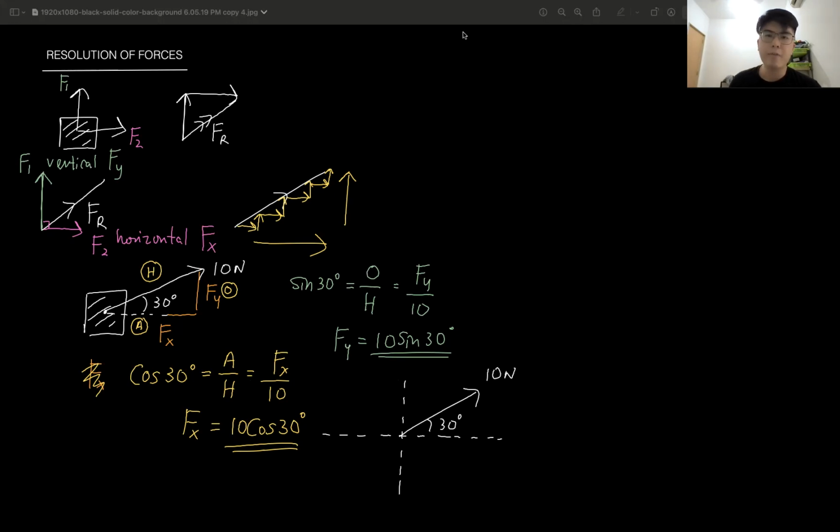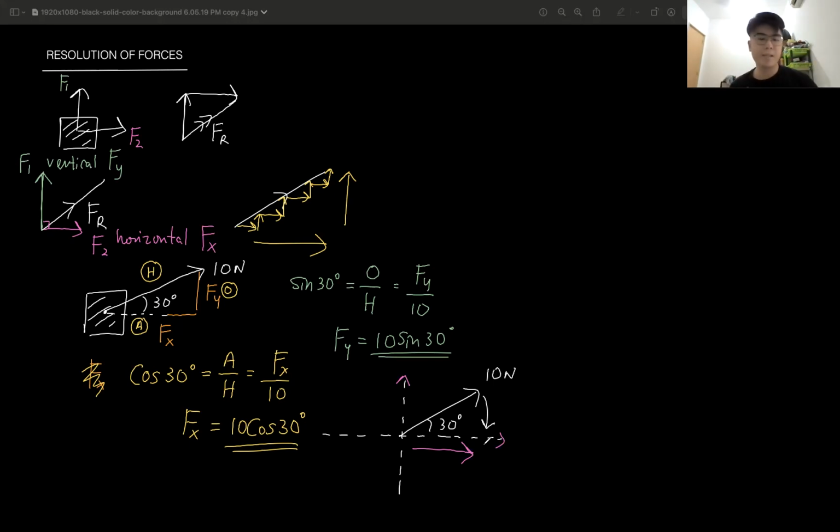Now, whichever arrow is parallel to the y-axis is the vertical component. The arrow that is parallel to the x-axis is the horizontal. So let's say I want to find the horizontal, the purple one. Okay, now imagine that this 10 Newton force, I bring it down here. I want to make it horizontal, so I bring it down like this.